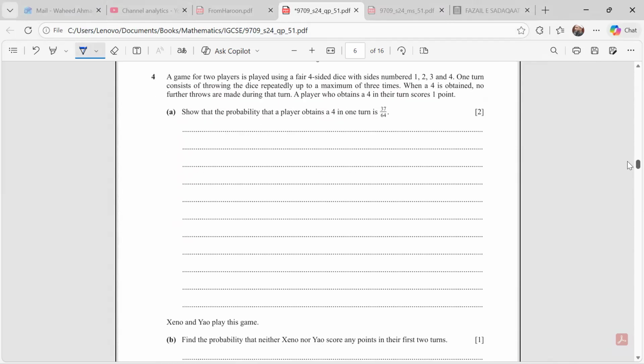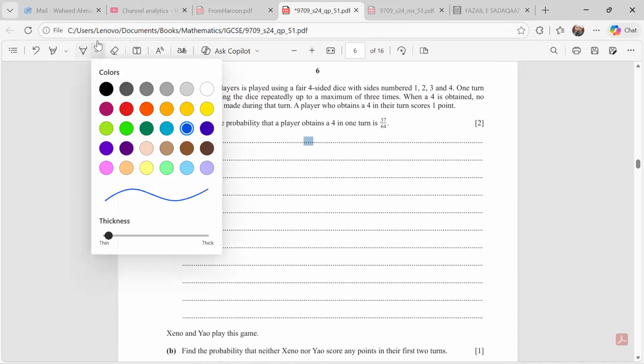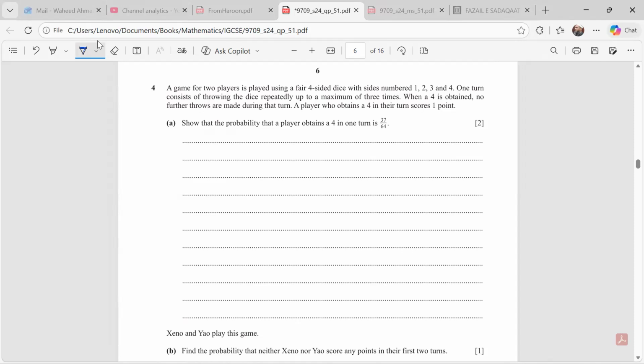Let's do 4. Okay. A game for two players is played using a fair four-sided dice with side numbers 1, 2, 3, 4. One round consists of throwing the dice repeatedly up to a maximum of 3 times. When a 4 is obtained, no further throws are made during that turn. A player who obtains a 4 in the turn scores 1 point. Okay. Show that the probability that a player obtains a 4 is 37 over 64.